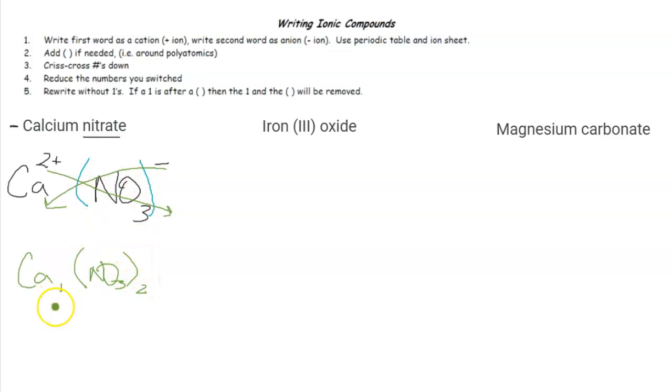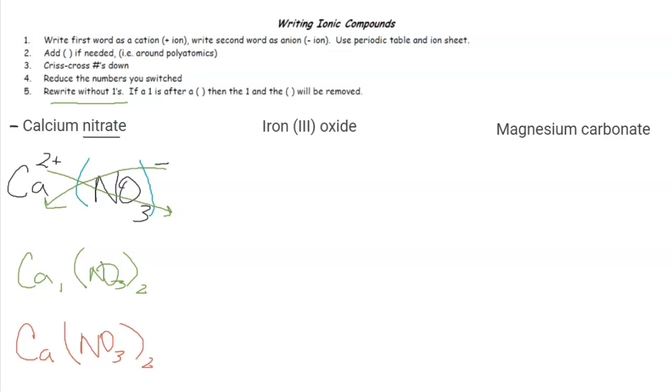Okay, so if I had numbers here that would reduce, I would reduce it just like you would a ratio or a fraction in math, but I have a 1 and a 2, and that's as low as that ratio can go. Then the last step is to rewrite without those 1s. So my final answer is going to be Ca(NO3)2. Notice I didn't write the 1 for the calcium.